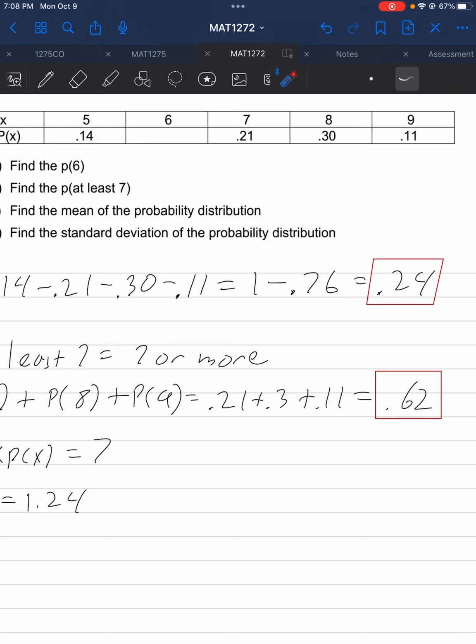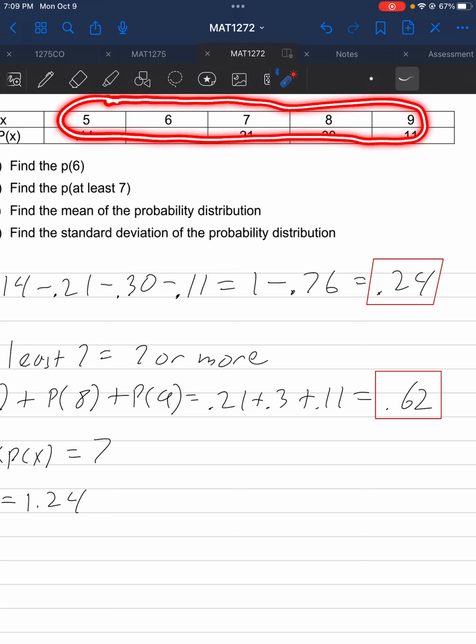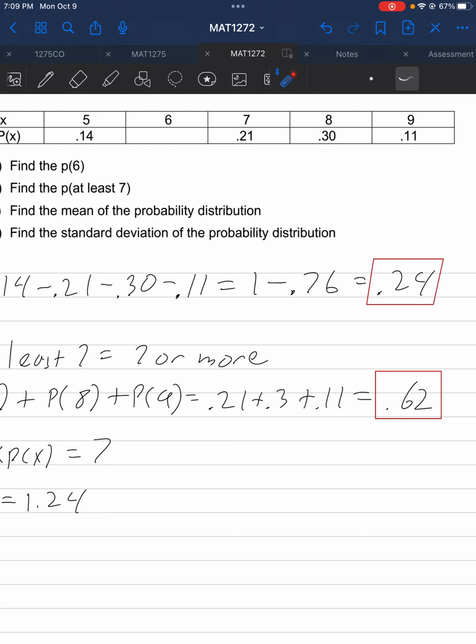So the probability of 5 coming up is 14%, the probability of 7 is 21%, the probability of 8 is 30%, and the probability of 9 is 11%. Now there is one probability missing. Since these are all the outcomes that are possible, the probability that one of these outcomes happens is 100%. There is no other outcome in this experiment. If there was, it would have to be listed.